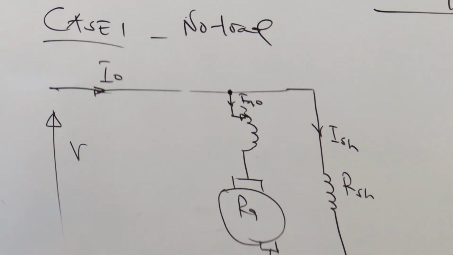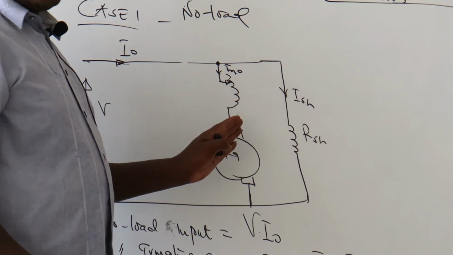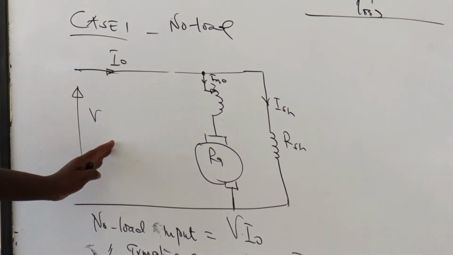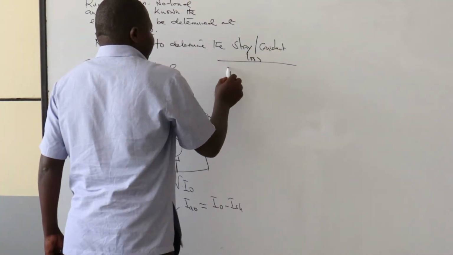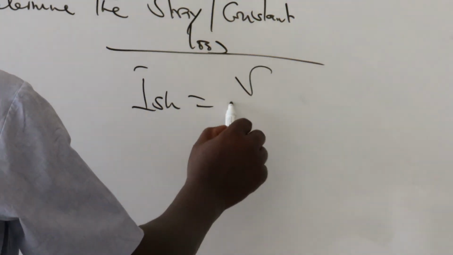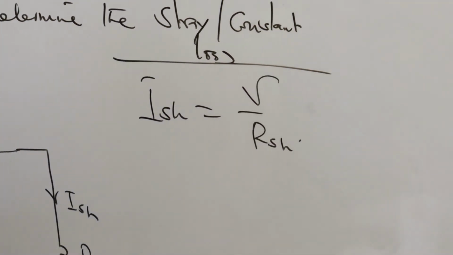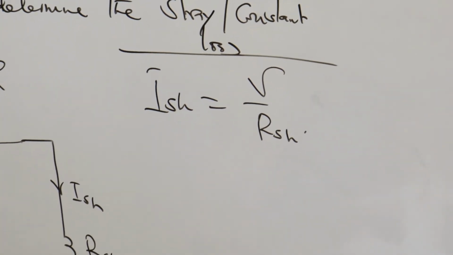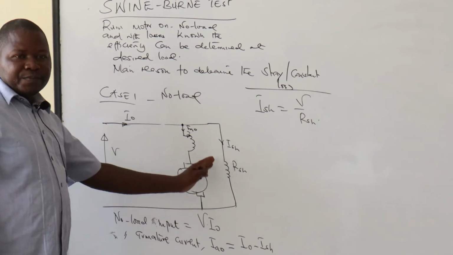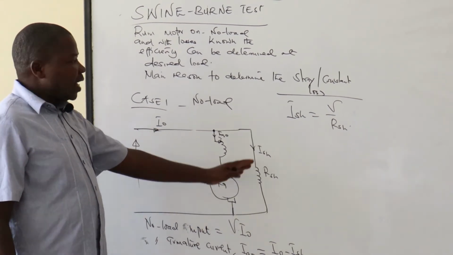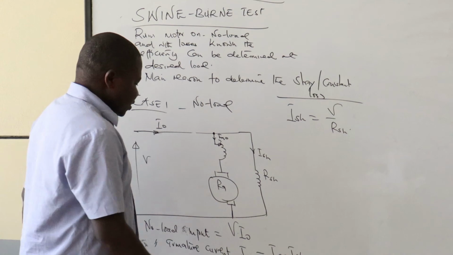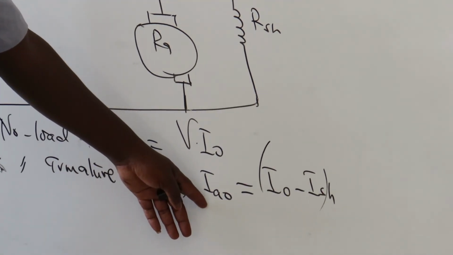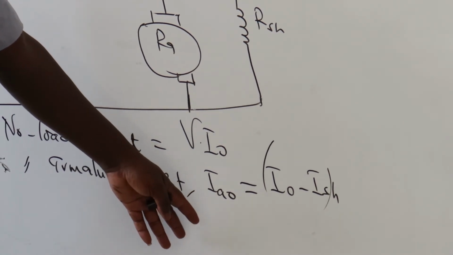And therefore, we can know the shunt current because this and this are in parallel against a supply voltage V, right? Therefore, I shunt is equal to V over R shunt. Because this voltage and this voltage are the same as the source voltage since they are in parallel, we can get the I shunt. So this is the armature no load current.